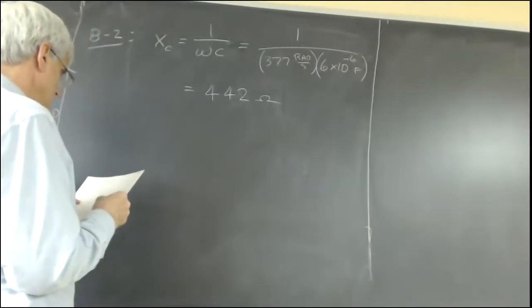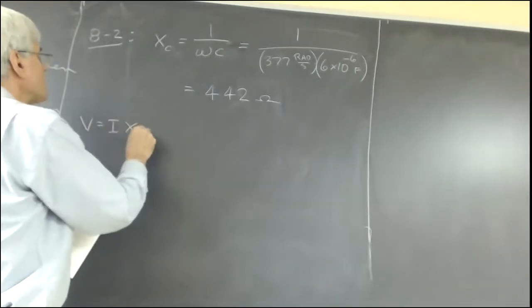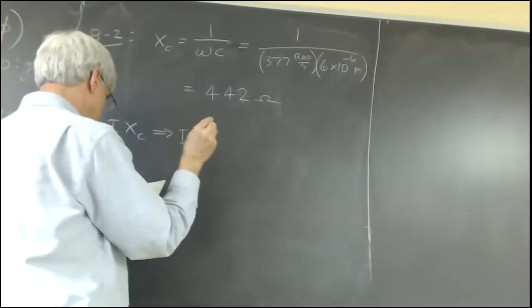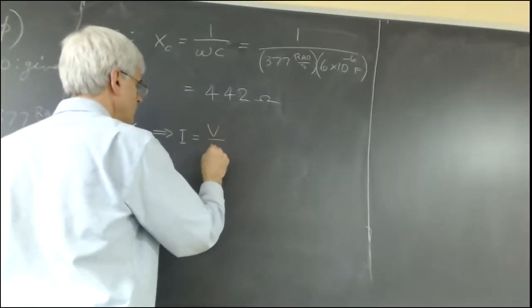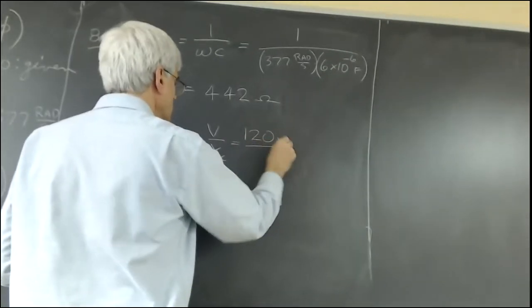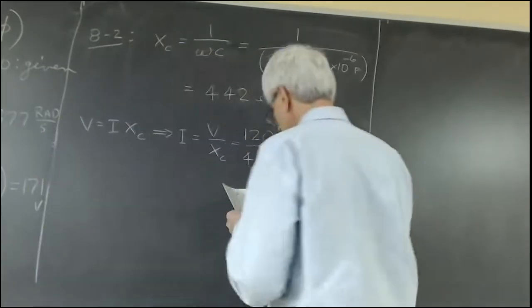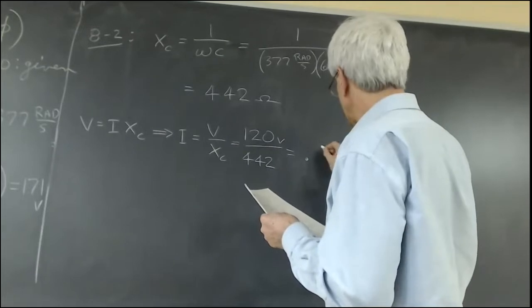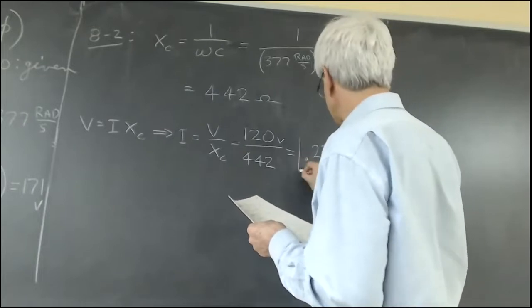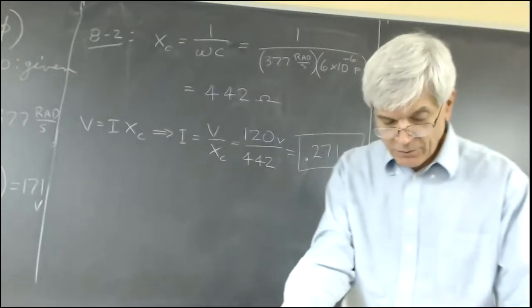Once you know that, V equals I times X_C implies I equals V over X. So we've got 120 volts, we've got 442 ohms, which gives 0.271 of an amp.